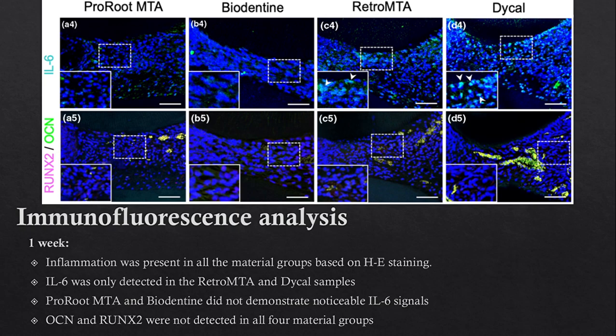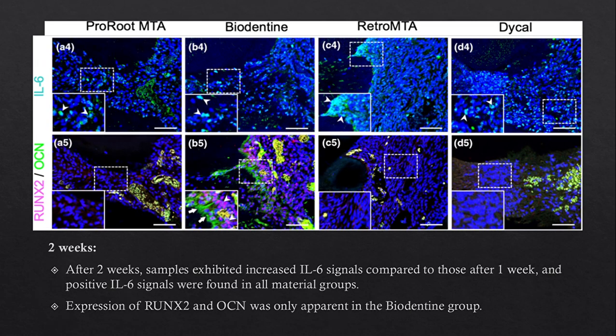Immunofluorescence analysis: after 1 week, inflammation was present in all the material groups based on the H&E staining. Interleukin-6 was only detected in Retro MTA and Dical samples. ProRoot MTA and Biodentine did not demonstrate noticeable interleukin-6 signals. Osteocalcin and RUNX2 were not detected in all 4 material groups. After 2 weeks, samples exhibited increased interleukin-6 signals compared to those after 1 week, and positive interleukin-6 signals were found in all material groups.